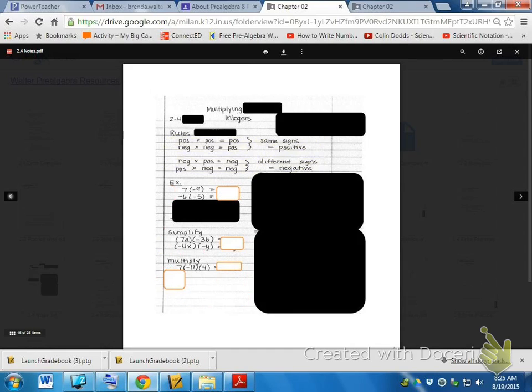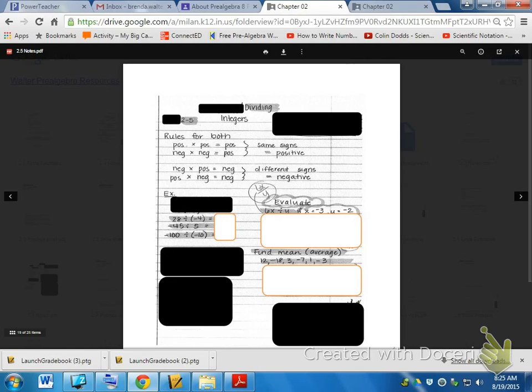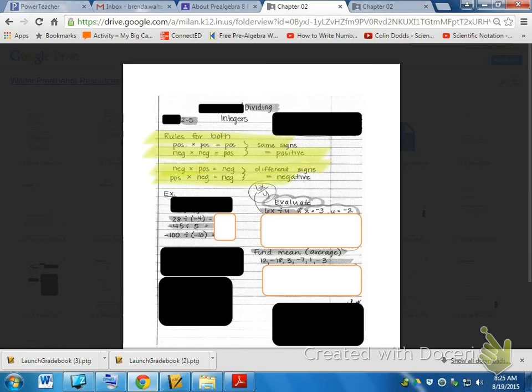All right, let's move on then to 2.5. So adding in lesson 2.5, dividing integers, same exact sign rules as we've had. If the signs are the same, it's positive. If the signs are different, it's negative. So what we're going to do is start over here with these division problems.